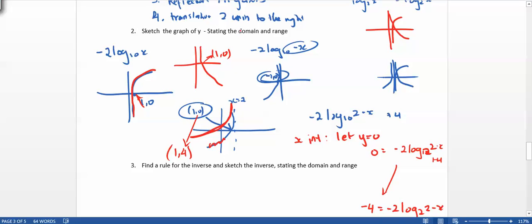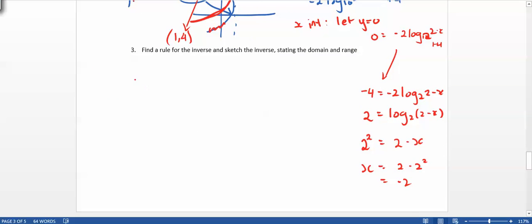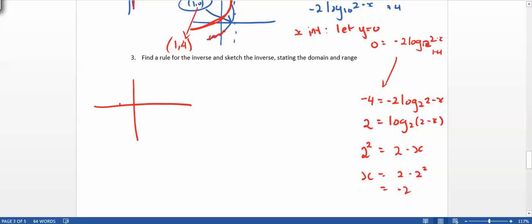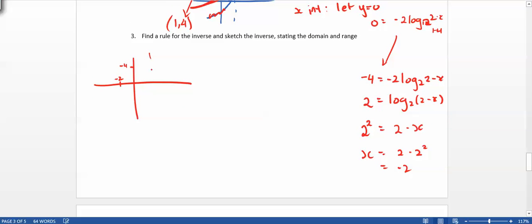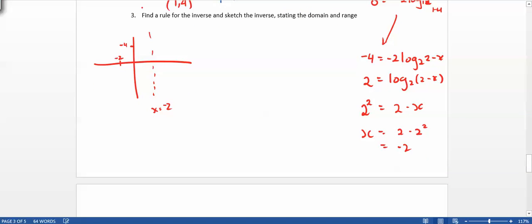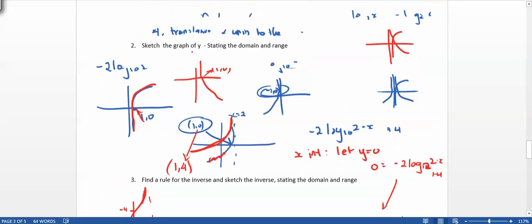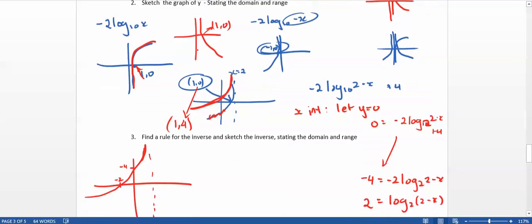So, this is messy. Our final graph is going to look like this. First of all, we've got this point -2. We've got -4. We've got a horizontal asymptote at x equals -2. The graph was much steeper than we thought, and it's actually tracking through this point here and looking something like that.